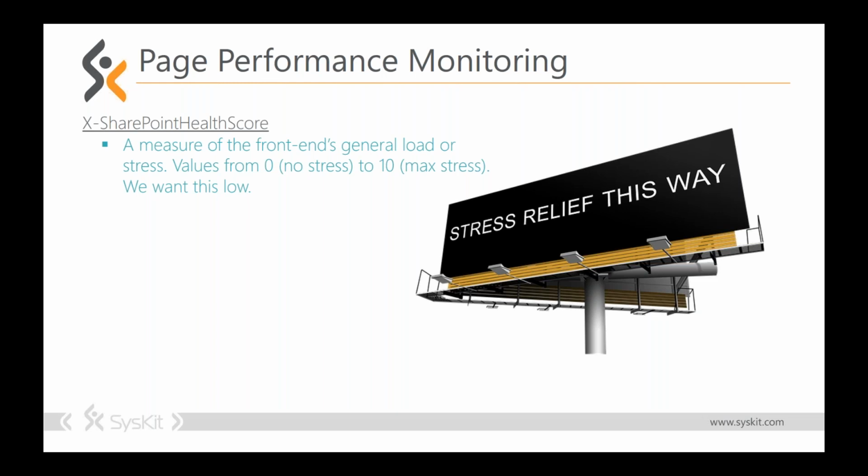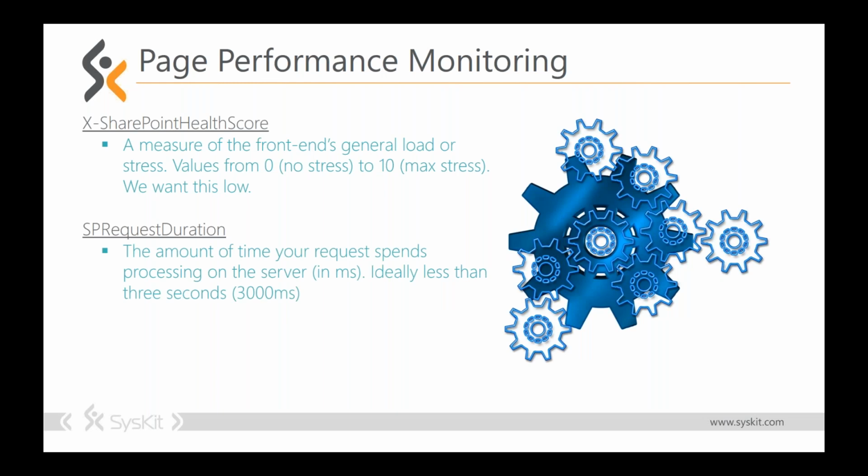So this is a general indication of what the environment's like on the server side when we're hitting it. The next number, and this is a very important one, the SP request duration. This is the amount of time our request spends processing on the server, and it's measured in milliseconds. Now, SharePoint sometimes returns requests quickly, sometimes after some time processing. Ideally, we want to see less than 3 seconds, 3,000 milliseconds. That's more based on users being unable to tolerate any amount of time much greater than that.